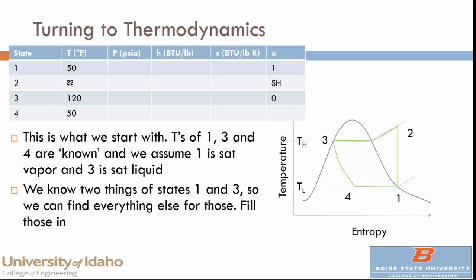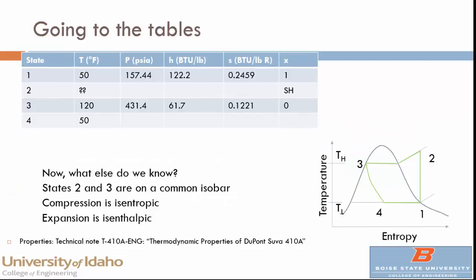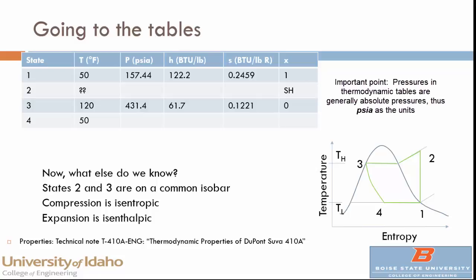And on states 1 and 3, we have two independent properties, right? We have the temperature and quality of both of those. So we can fill those in. And let's go ahead and do that. We turn to the tables or whatever way we have of looking up our thermodynamic properties. So we find the pressures of 1 and 3. Those are also the saturation pressures associated with those temperatures of the refrigerant. We can look up the enthalpies, we look up the entropies, and we've got a start here.